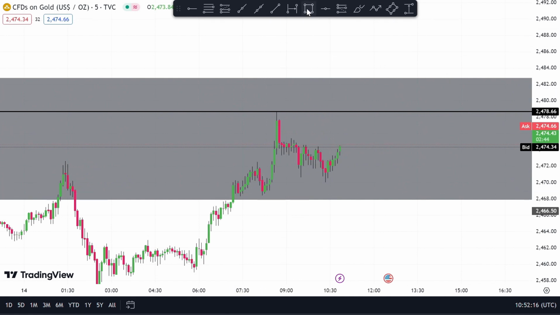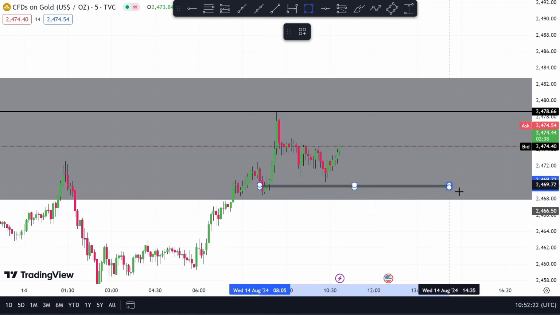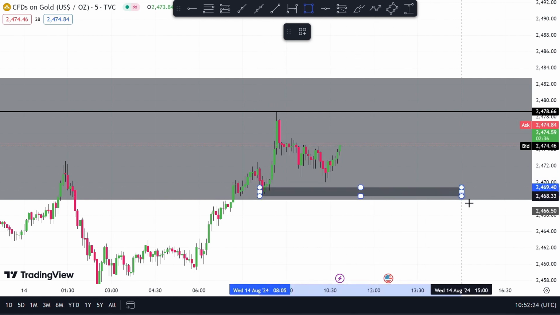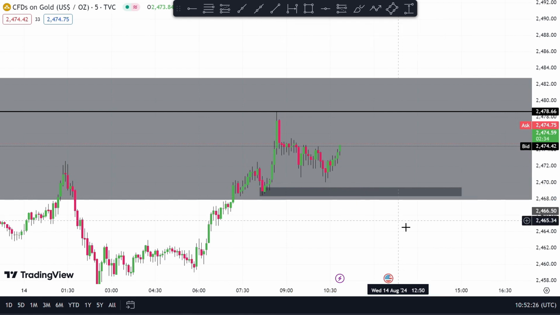Let me mark it out, let me spot it out so we don't forget this. This was our last higher low at this point.